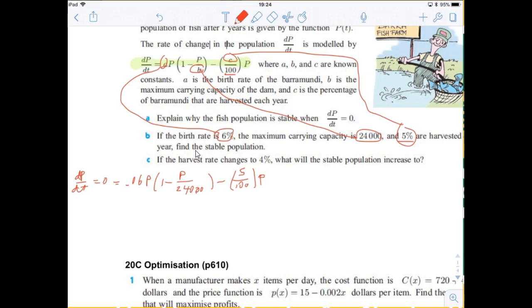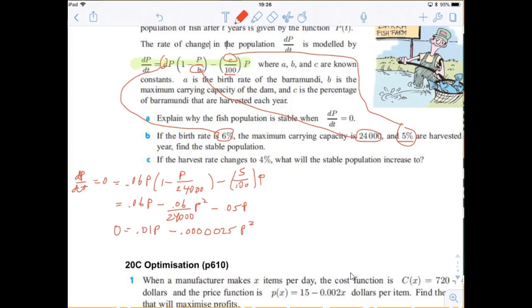So let's multiply it out. We'll have 0.06p minus 0.06 over 24,000 p squared minus 0.05p. So now I'm going to combine 0.06p minus 0.05p. I get 0.01p. And then I take 0.06 divided by 24,000 with the offline calculator. It gives me 0.0000025 p squared. I set all that equal to 0.